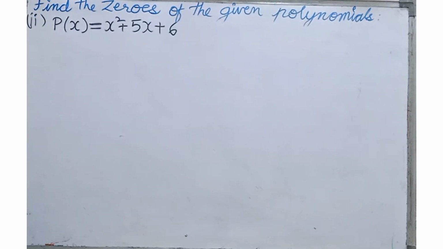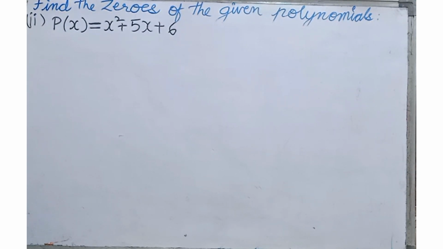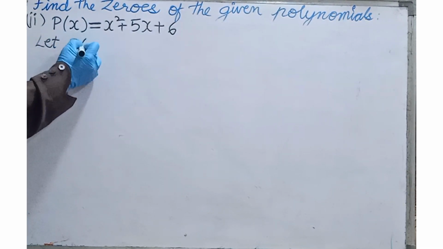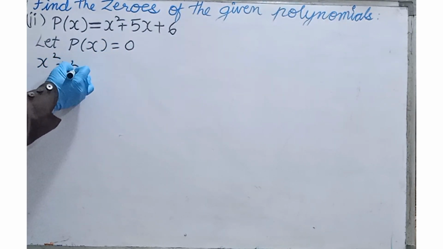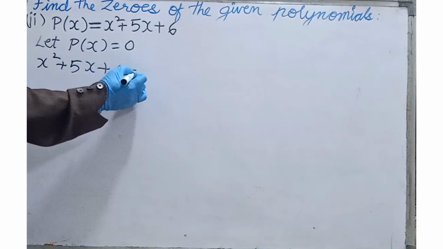Now we will do the second bit, p of x equal to x square plus 5x plus 6. So this sum is very important, students. If you listen carefully and understand it very well, then you can do the graphs also, which you will get in the examination for 8 marks. Okay students. So in the previous sums, you were using formulas and finding the zeros. But here it is a bit different. So to find the zero, first thing we have to do is write let p of x equal to 0. That is x square plus 5x plus 6 equal to 0.